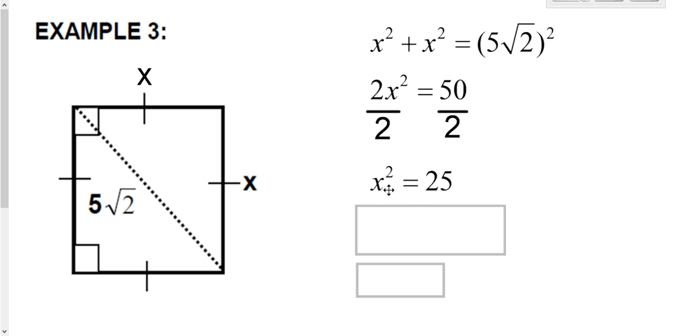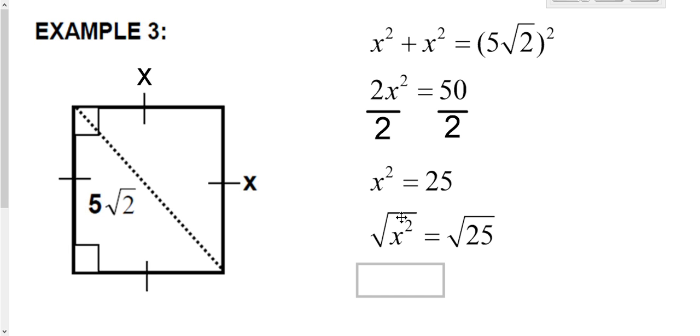Now we've got the x squared by itself. That's when you do the square root. Okay? So we take the square root of both sides. Of course, this just cancels out the square over here and we get x. And the square root of 25 is 5. So each of these sides are 5, or all the sides in the square are 5, or x equals 5.